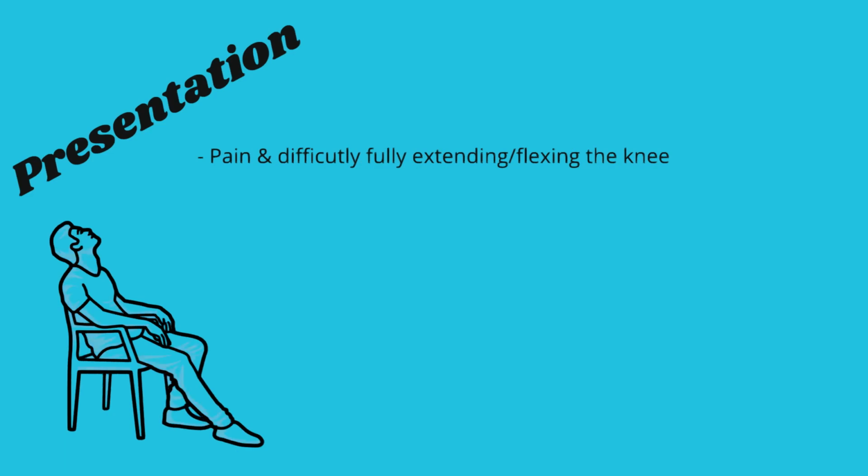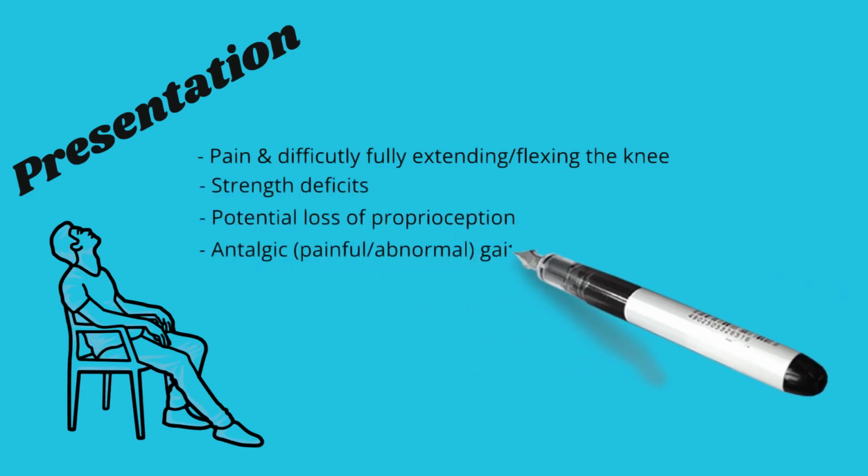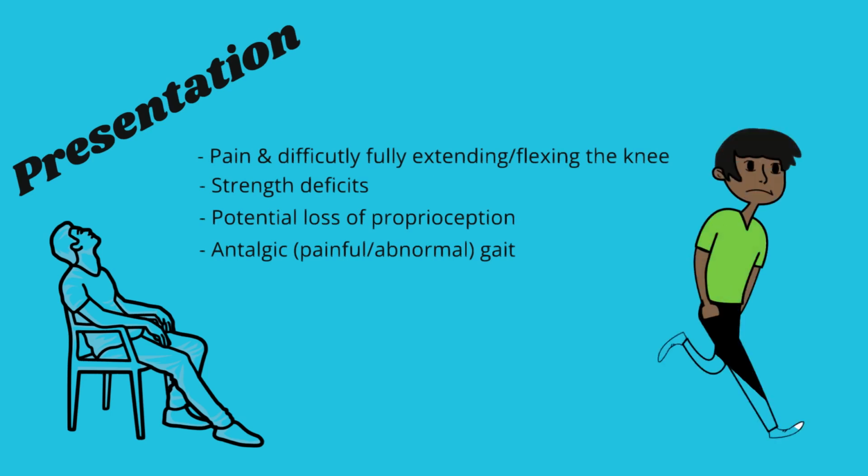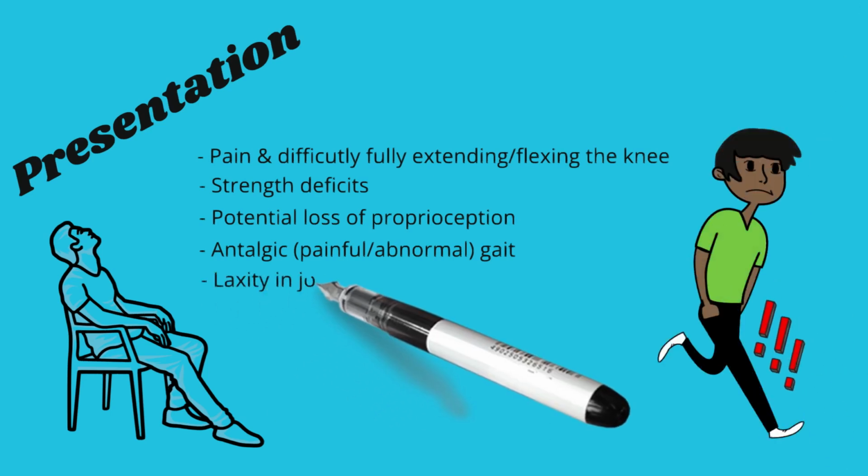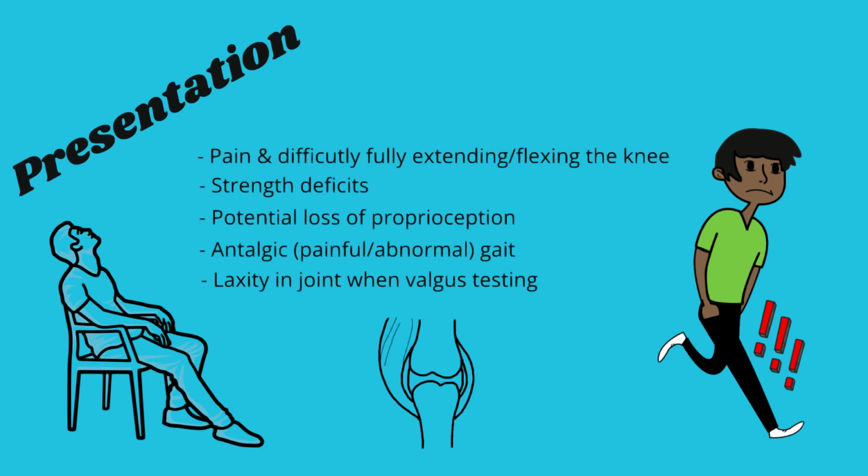When speaking of our MCL grade 2 sprain, this can lead to pain and difficulty fully extending and flexing the knee. Other symptoms may include strength deficits, potential loss of proprioception, and antalgic gait. The partial tear may also lead to some laxity in valgus testing due to the supporting structures being damaged.